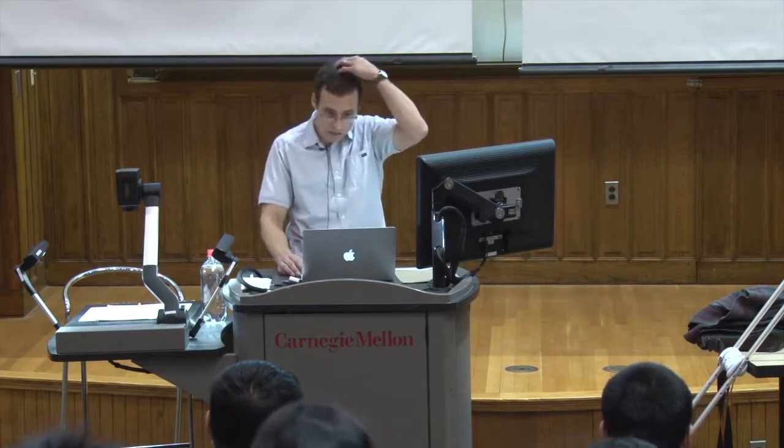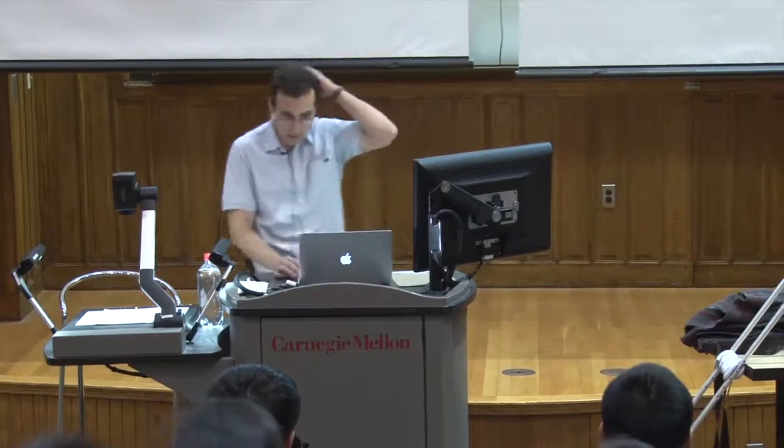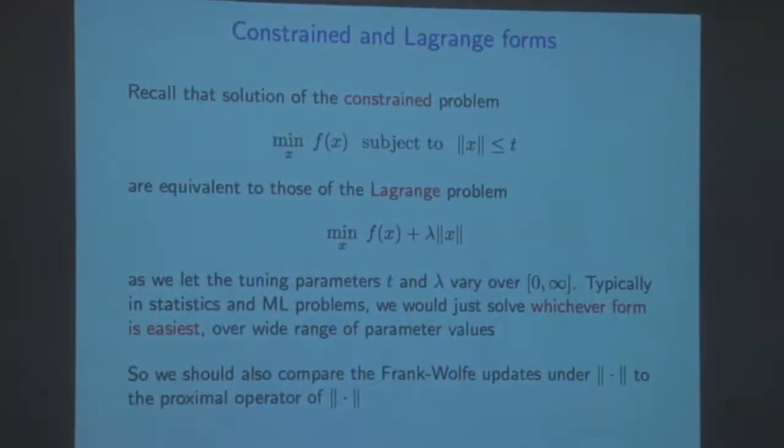This is just what I said. So I said this in words. In constrained form, we should really be comparing to both the projection onto the norm ball and the prox operator. Okay, that's just what I said.